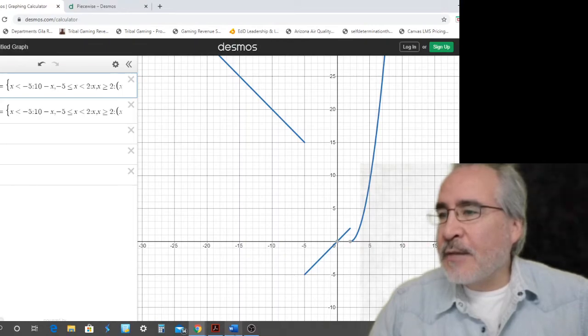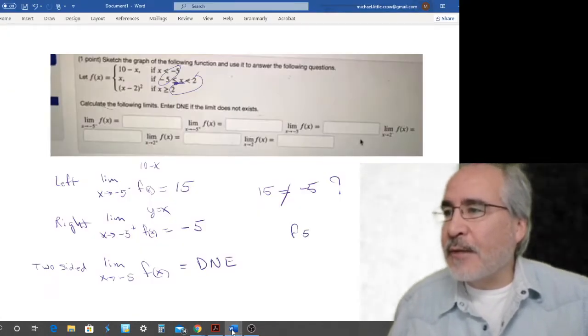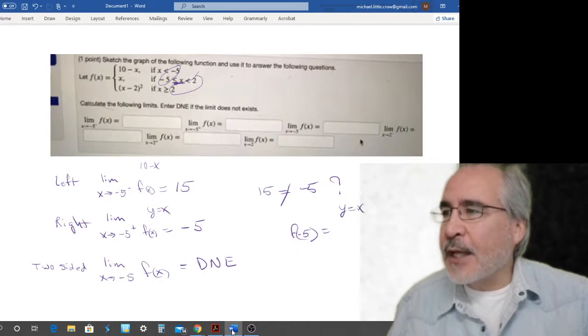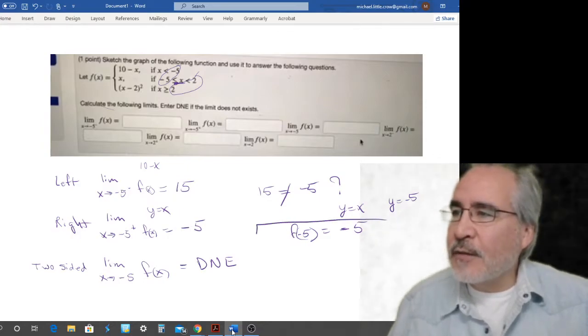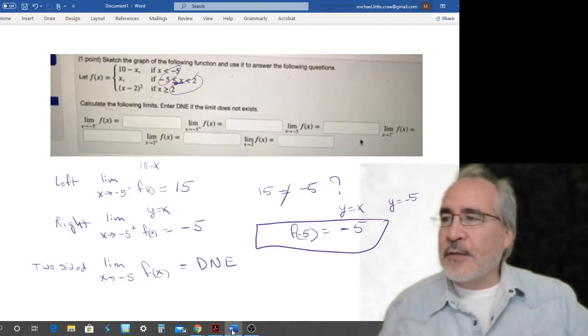So even though the question did not ask it, if we were asked what is f of -5, we would plug it into the function y equals x. So then we get y equals -5. -5 is our function value. Notice there is no limit there. So we do have a function value at -5.